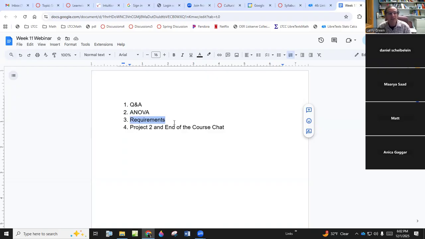As I mentioned weeks ago, we're at the end of the class. We've been doing hypothesis testing pretty much every week for a while, and this is another hypothesis test. So there will be requirements to be able to use this test. I'll talk about that. Then I'll talk about project two.